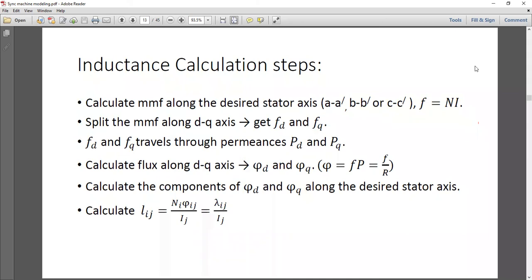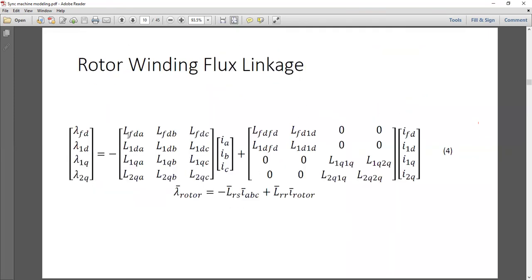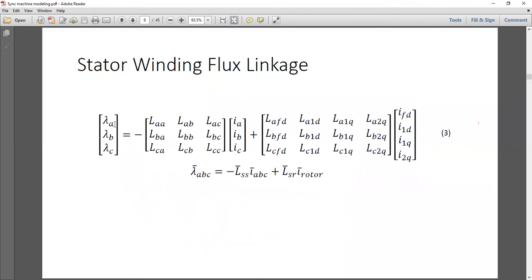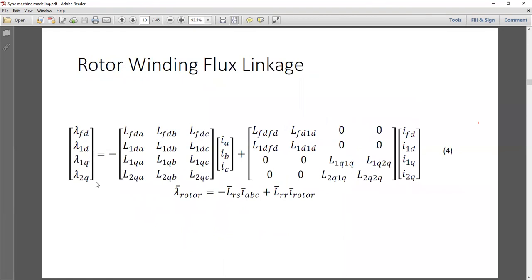The next part covers the next few slides, so we probably will not get enough time today to do that. This is the starting of some calculation steps. Remember, we are looking for the inductance calculation. Why are we looking for inductance calculation? Let me finish the lecture with this, because we targeted to calculate lambda A, lambda B, lambda C, and lambda FD, lambda 1D, lambda 1Q.